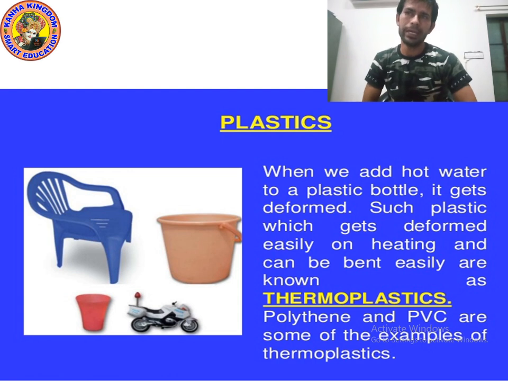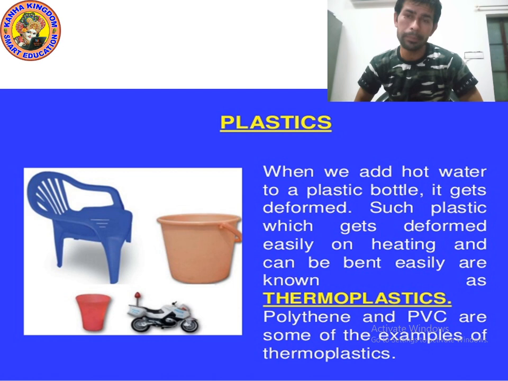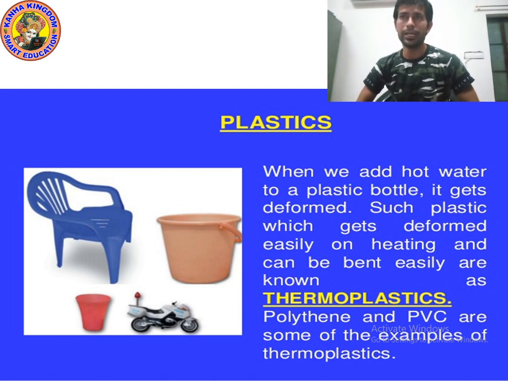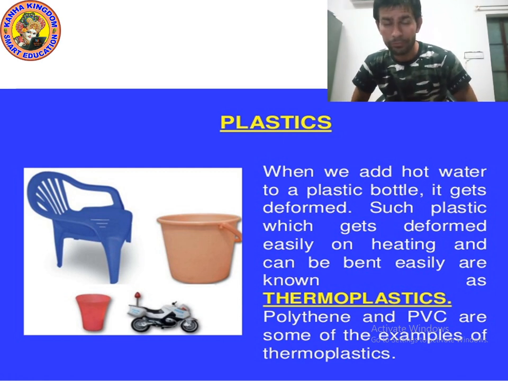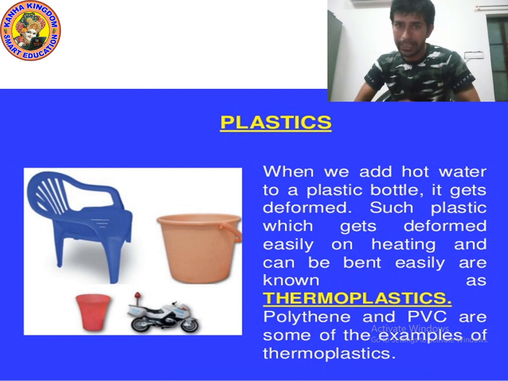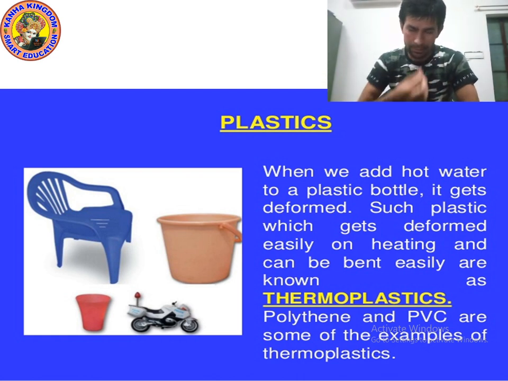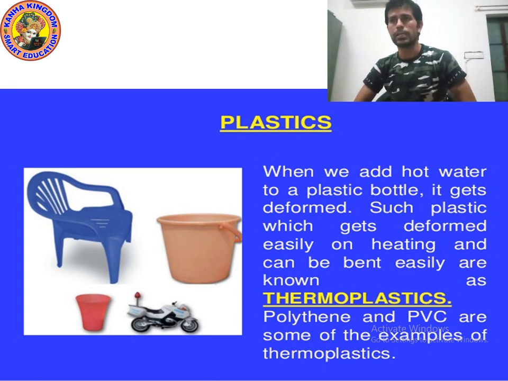Okay, when we add hot water to a plastic bottle, then what happens, kids? Yes, we know that it gets deformed. But if you add hot water to some other plastic, then what will happen? It will not get deformed. It shows that some plastic can get deformed and some plastic cannot get deformed. There are two types of plastic: thermoplastic and thermosetting plastic.